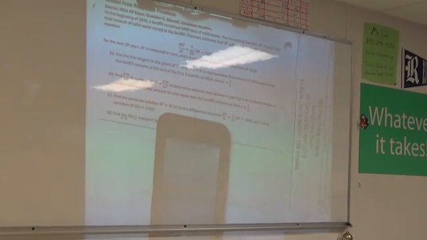This is the, what's it called? Is this T? The initial.